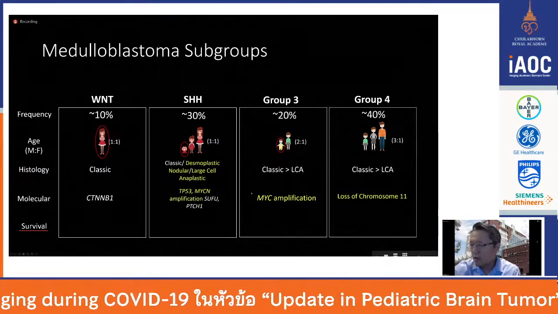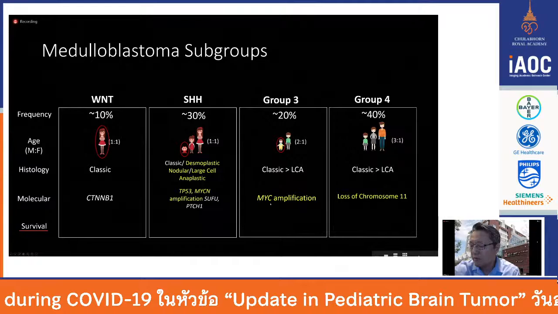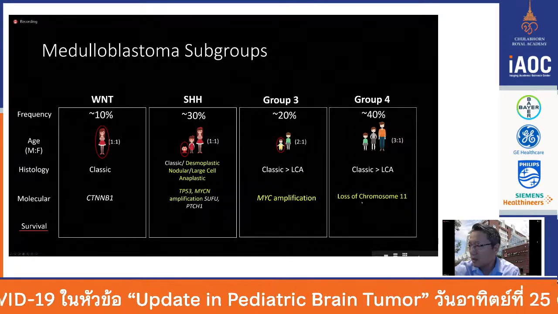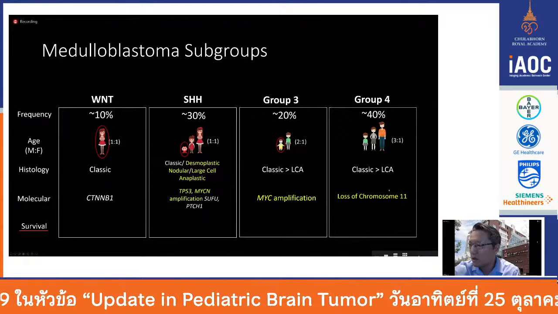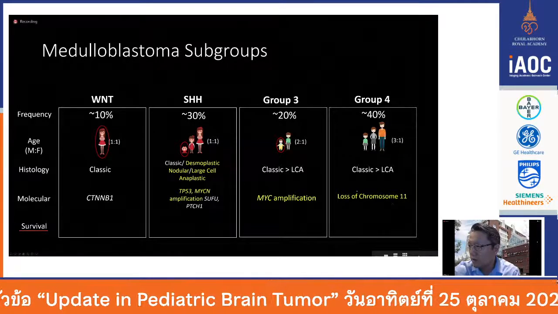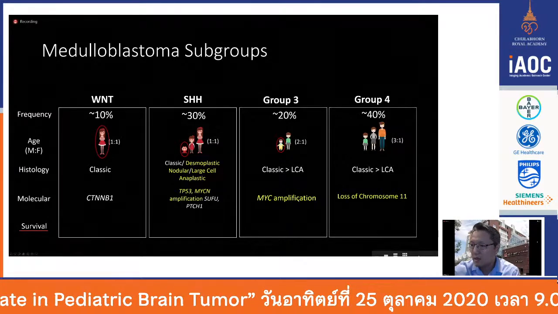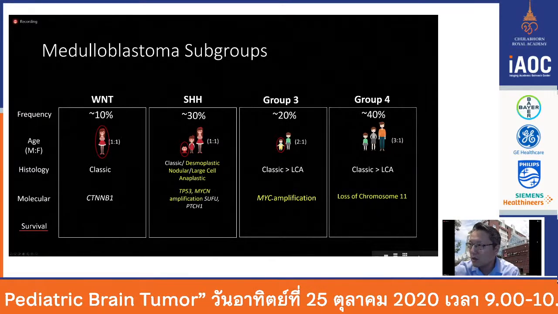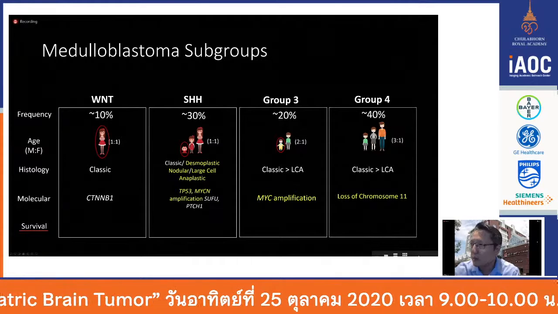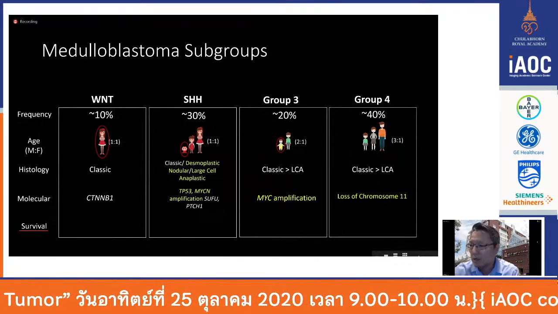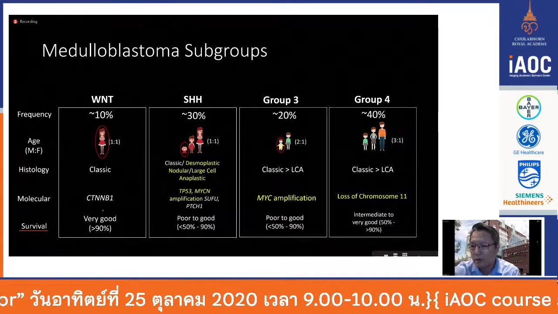Group 3 can also have a MYC amplification. This is an oncogene. And then group 4 can be characterized by loss of chromosome 11. Not all group 4 have chromosome 11 loss, and not all group 3 has MYC amplification. But the reason why these are highlighted in yellow is because when you find that within that subgroup, it actually changes its risk.